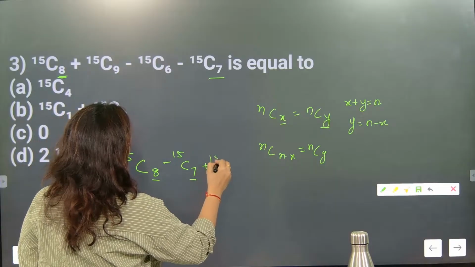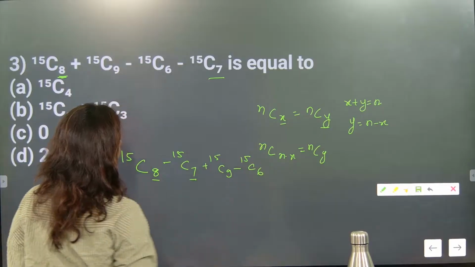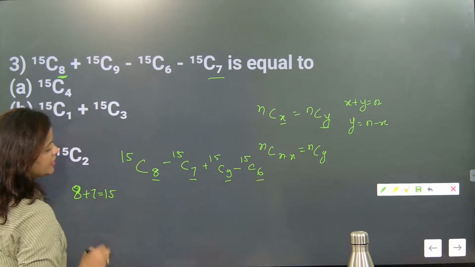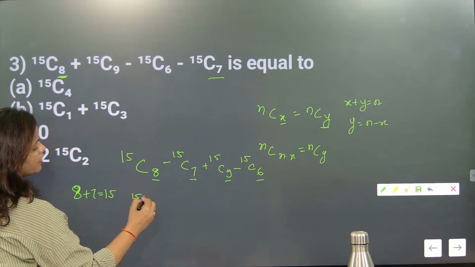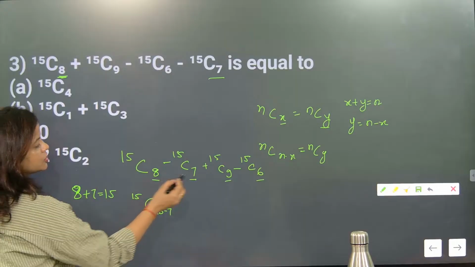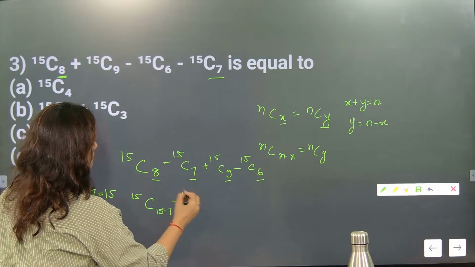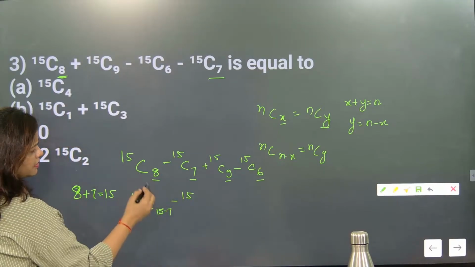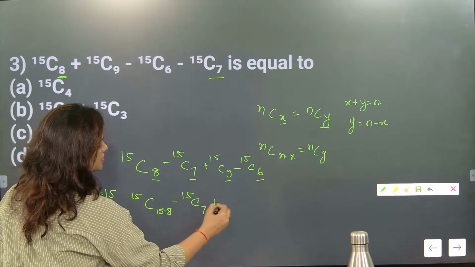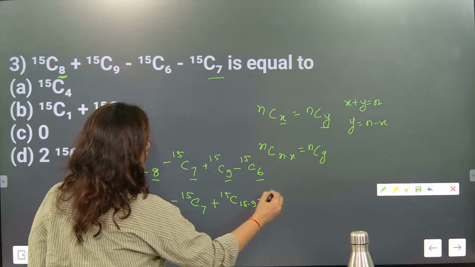Now here 15C9 minus 15C6. Correct? So when you add these two, you are getting 15. Then what next are you going to do? 15C, what is the formula? We can write here 15 minus 7, because this two addition is given. This you don't touch, only solve this part. Now here 15 minus 8 will come. And here 15C7 as it is. So 15C(15 minus 9) minus 15C6.